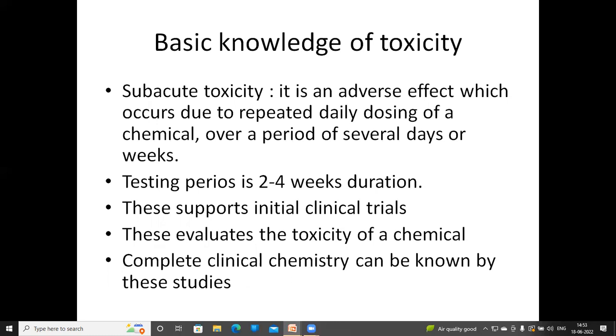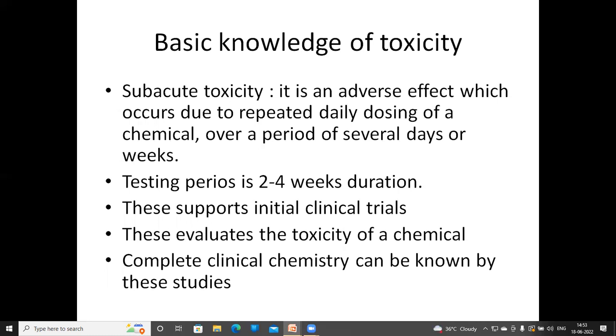Next, subacute toxicity test. It is an adverse effect which occurs due to repeated daily dosing of a chemical. If a patient is taking the same drug daily over a period of several days or weeks, then for such drugs, the subacute toxicity test is done. The testing period for such drugs is 2 to 4 weeks.